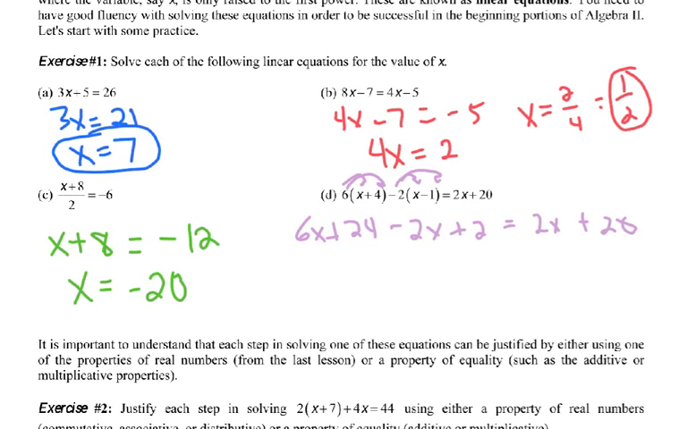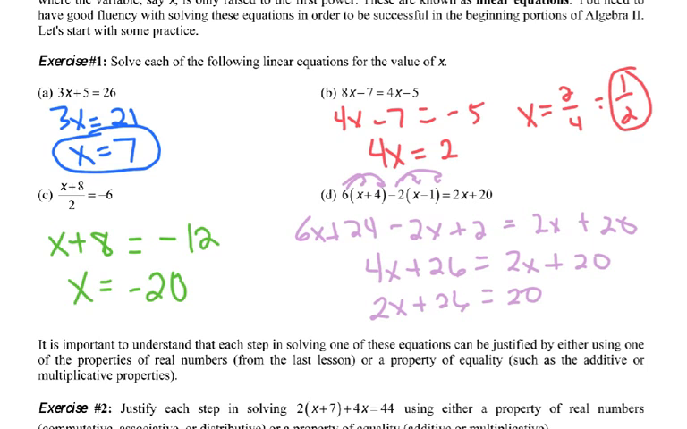On the left-hand side, we are going to combine our like terms. 6x minus 2x is 4x. And the 24 plus 2 is going to give me a 26. And that is going to equal 2x plus 20. From here, I want to get the variables on the same side, so I'm going to subtract the 2x from the right side to the left-hand side. So that's going to be 2x plus 26 is equal to 20.